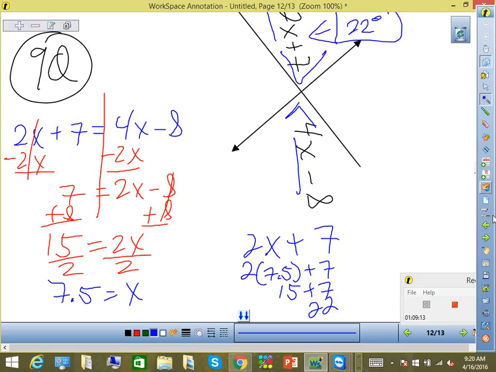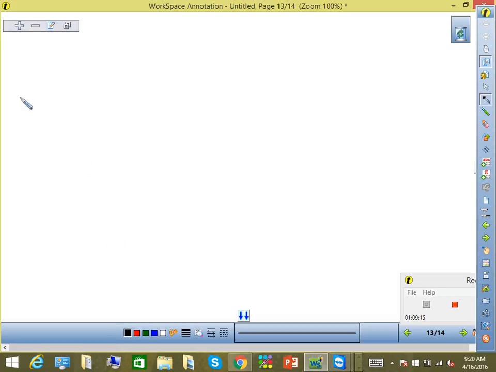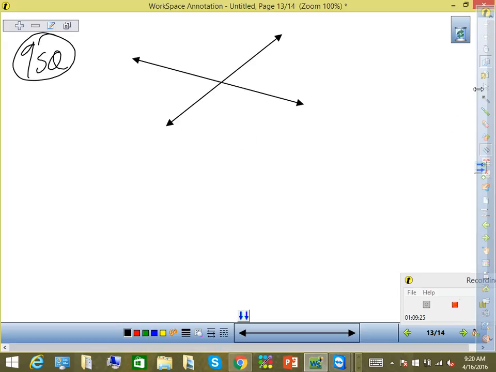Let's do another one. I sense a disturbance in the force. Here we go. 9 super cube. Focus, please. Find the measurement of that angle.